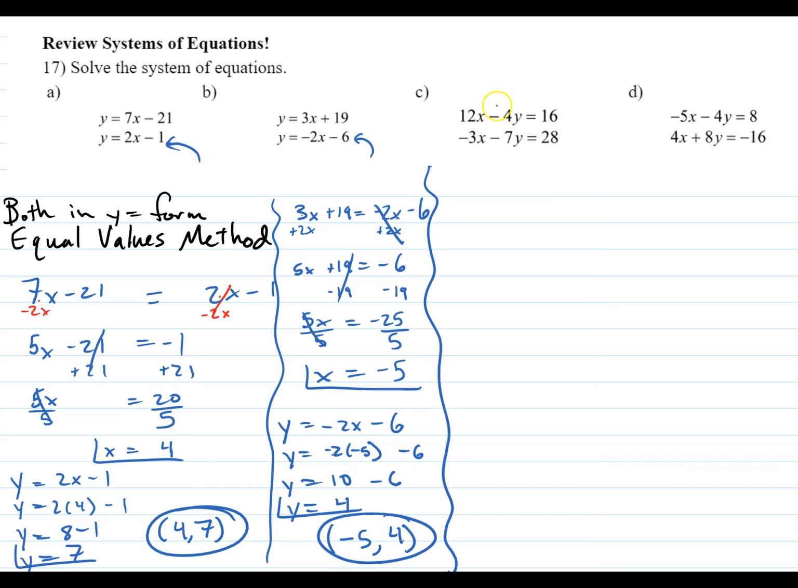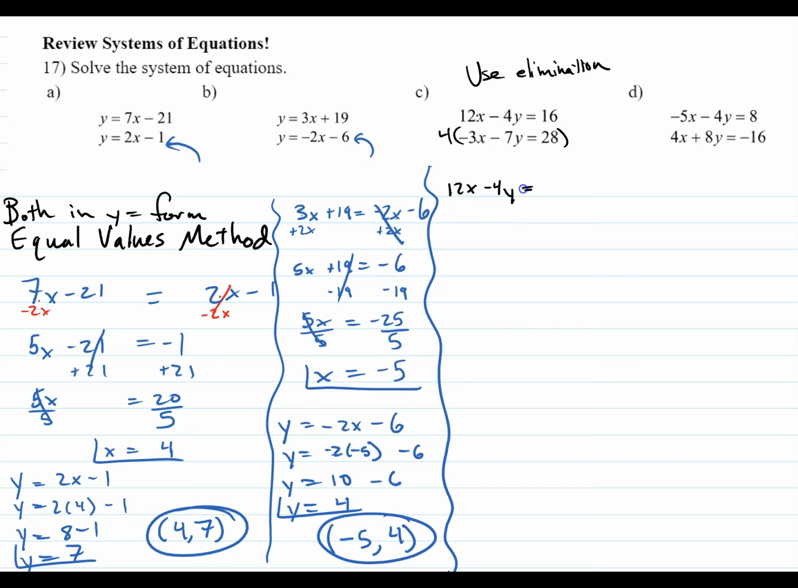Next, neither of these equations is solved for y. They're both in standard form. x is on top of x, y is on top of y, so I'm going to use elimination. So I can see that the x variables have opposite signs, but they don't have matching coefficients. So what I want to do is change this into a 12x, a negative 12x. So what do I need to multiply the bottom equation by to do that? It'd be 4, right? If I multiply the bottom equation by 4, then I would get negative 12x.